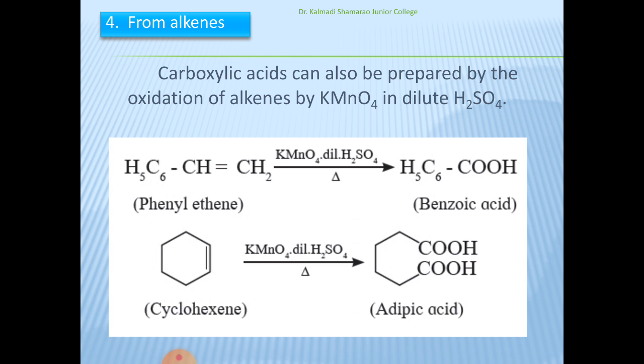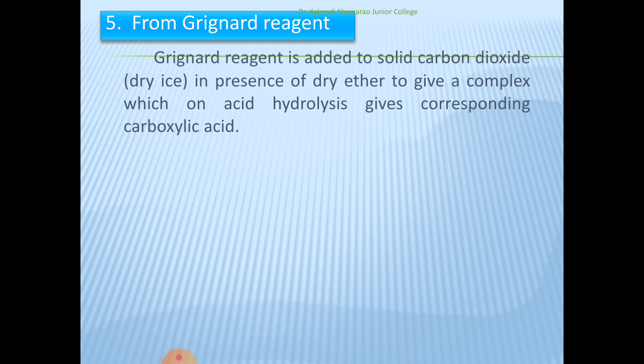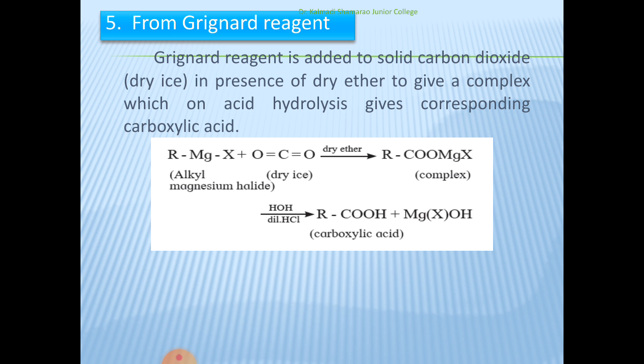Reaction: C6H5CH=CH2 in presence of KMnO4 and dilute H2SO4 gets converted into C6H5COOH, that is benzoic acid. Similarly, cyclohexene gets converted into adipic acid. From Grignard reagent. Grignard reagent is added to solid carbon dioxide, that is dry ice, in presence of dry ether to give a complex which on acid hydrolysis gives the corresponding carboxylic acid.